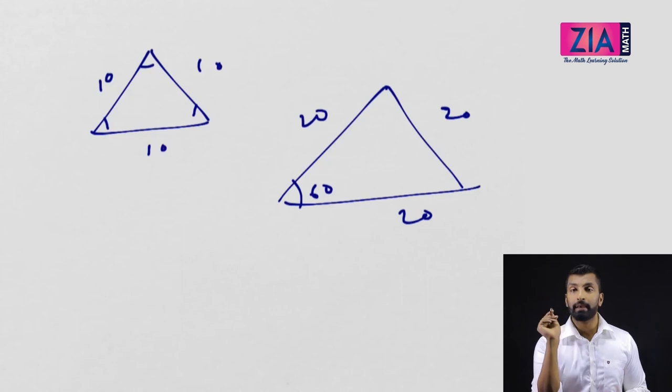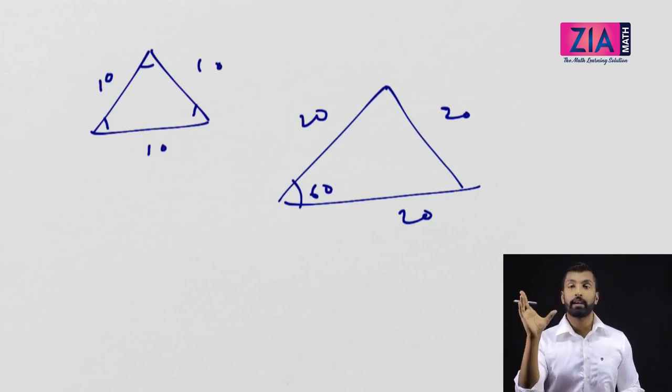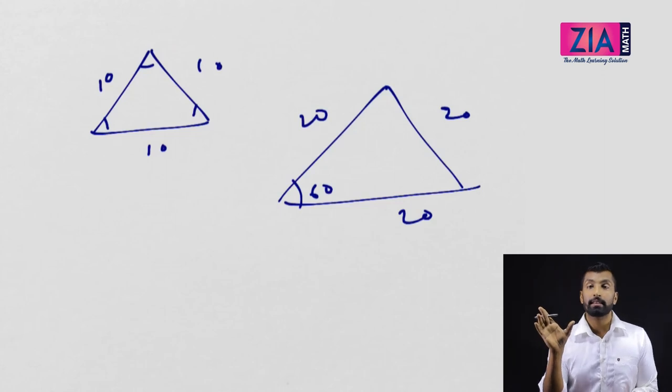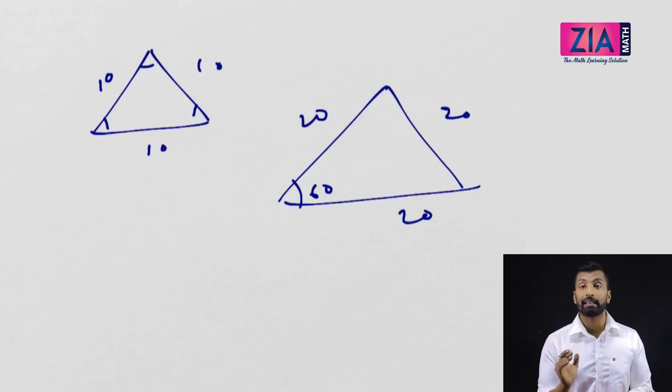See, congruent triangle means the length and the angle should be equal in all cases. Everything should be equal. It's like identical twins. You take 200 rupee notes, both are the same, right? Exactly the same. You take 50 rupee notes, 2 notes, both are exactly the same. So that's what you call congruency. Congruency means everything should be the same, angle as well as length.